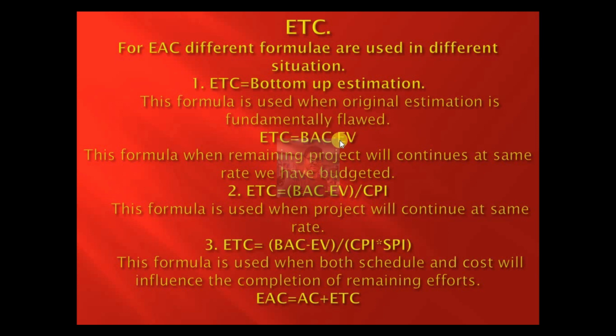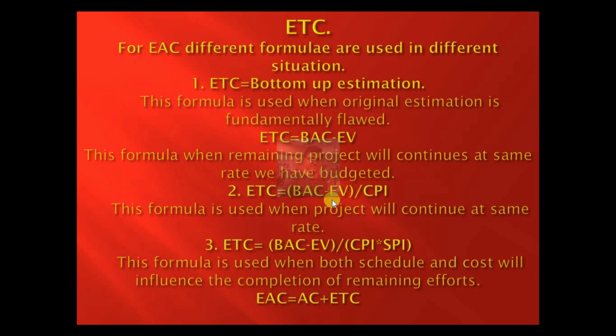The formula ETC is equal to budget at completion minus earned value. This formula is used when something happened in the past, but this thing will not continue in future, and the remaining work will be completed as we have planned it. Then in this scenario we will use that formula. Estimate to complete is equal to budget at completion minus earned value, divided by CPI.